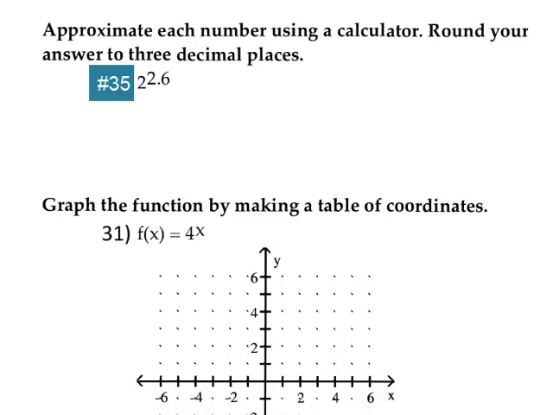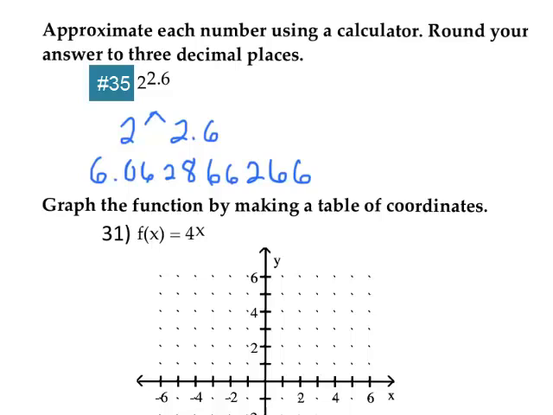Number 30, this next one is easy. 2 to the 2.6 is what it's asking us to do, so on our calculator, we're going to do 2 and then the exponent button and then 2.6. When I put that into my calculator, it gives me 6.0628662666. This asks us to round our answer to 3 decimal places.